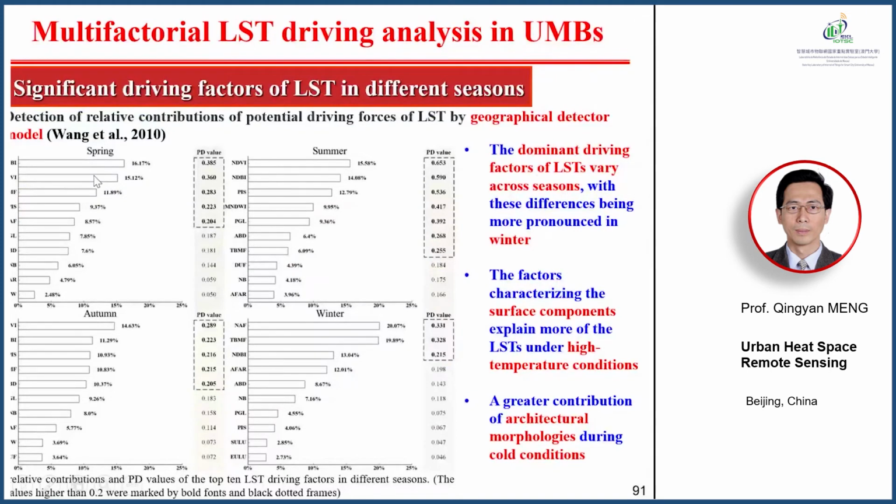This is the detection of the relative contribution of the potential factors. You can see the dominant driving factors of LST varied across the seasons, and the difference is pronounced in the winter, and the factors characterizing the surface components display more of the LST under high temperature conditions. A greater contribution comes from the architecture morphology during the cold conditions.